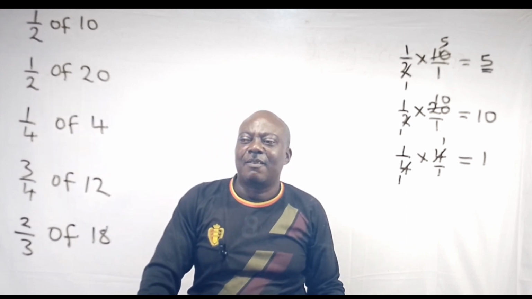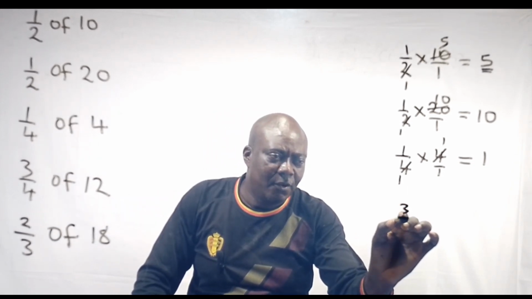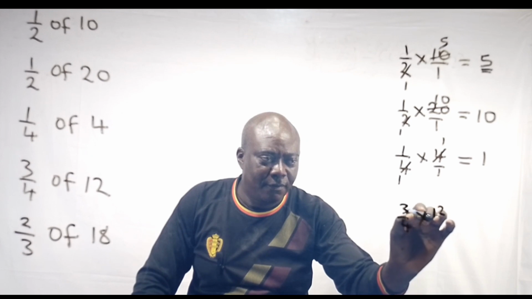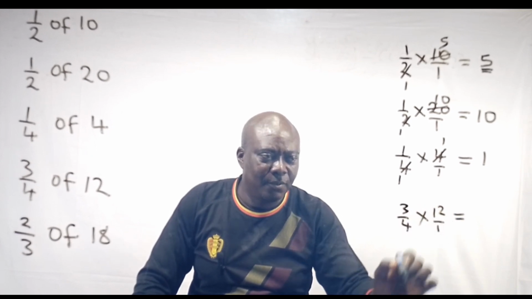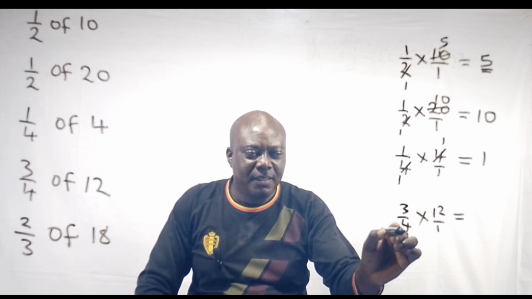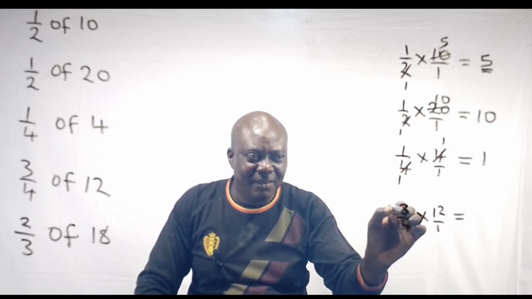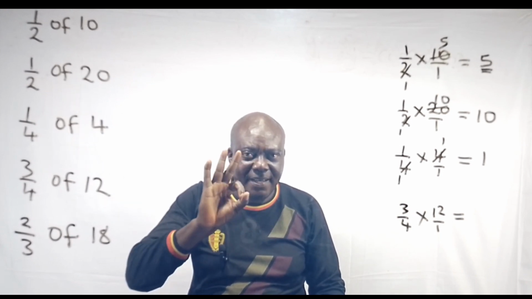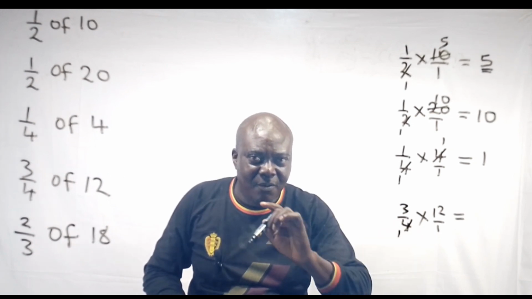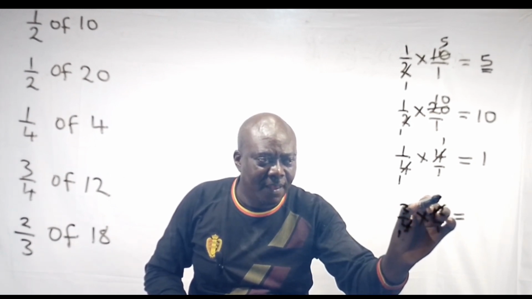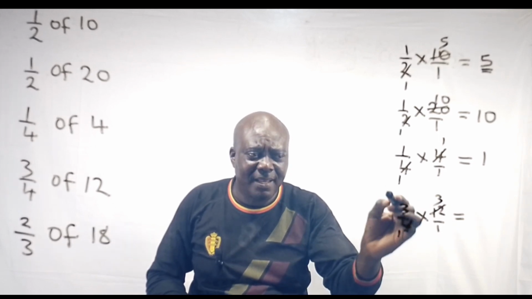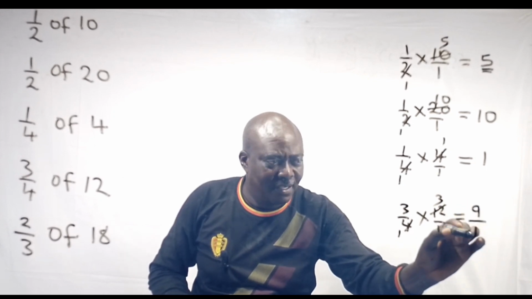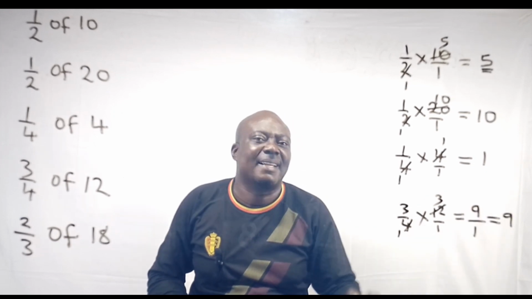Again, the fourth one, 3 over 4 of 12 over 1. So it should be equals to, 4 can divide 12 3 times. That means 4 can enter 12 3 times. So 4 here, 1, 4 into 12, 3. Yes. So you multiply 3 by 3, 9. Okay, over 1. So which is still 9.